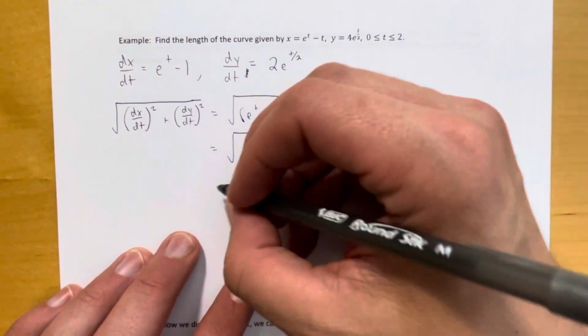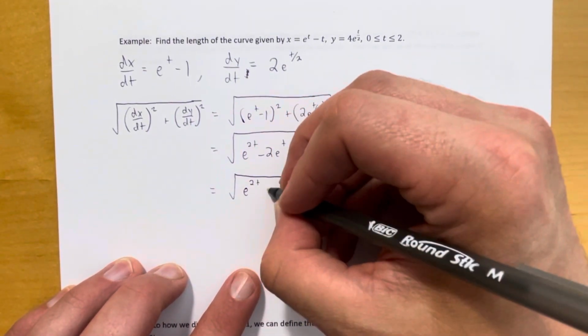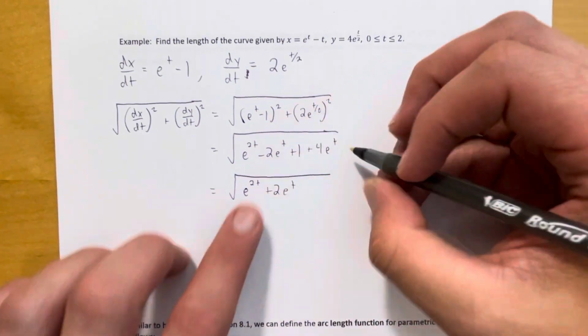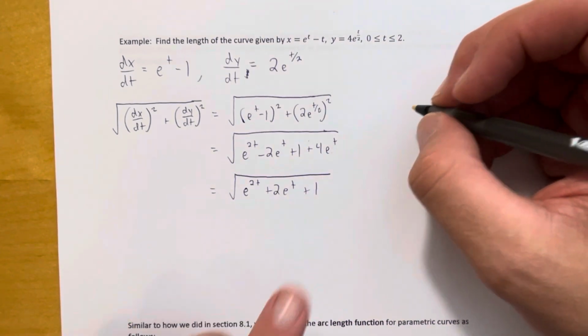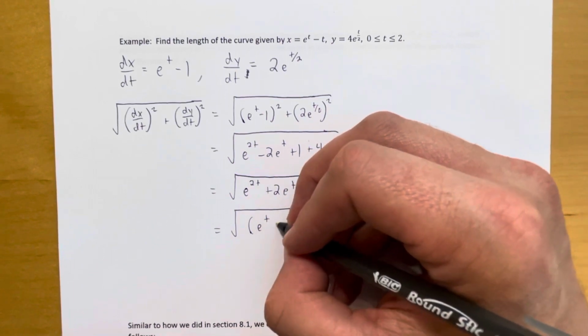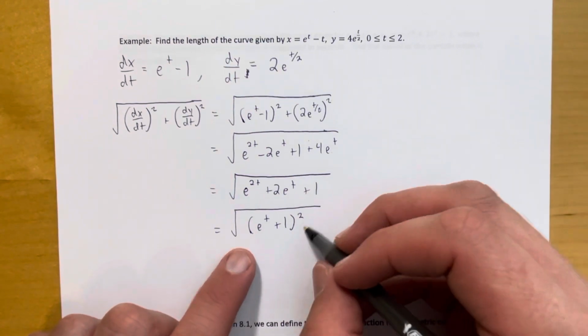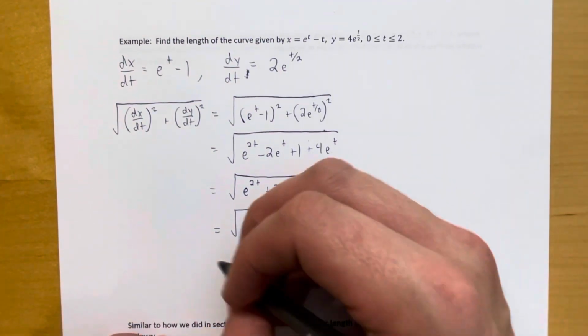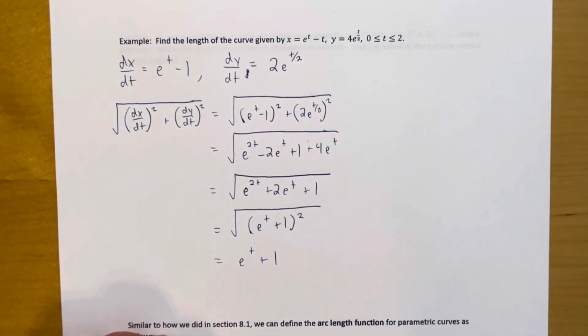I see a couple of like terms that I can combine here. So I get e^(2t) plus 2e^t when I combine these, plus 1. And this thing right here is a perfect square. That factors in a really convenient way. It becomes (e^t plus 1) squared, which is super convenient because now I can use that to cancel the radical. This just becomes e^t plus 1. So that is going to be my integrand when I'm doing my arc length.